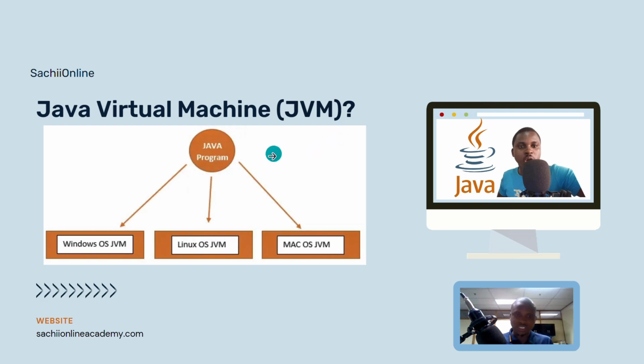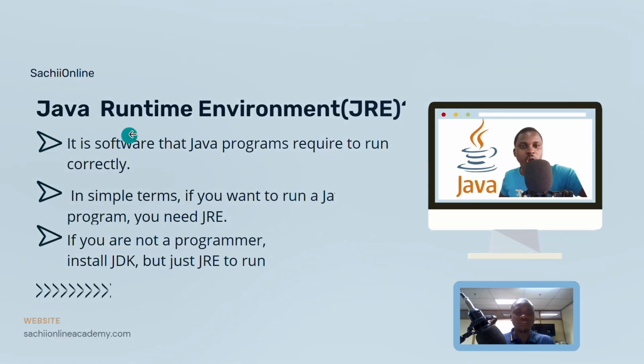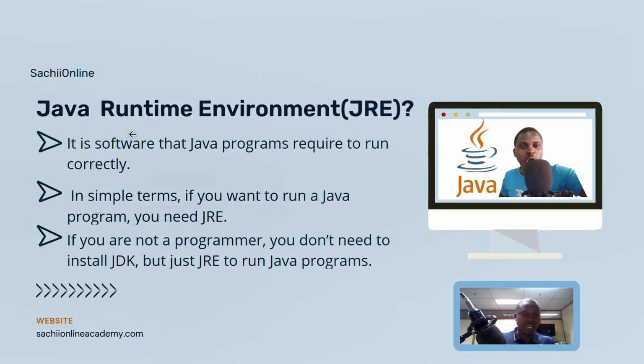You just write once, then the Java virtual machine will take care of everything. So let's move on to the Java runtime environment. We started with the JDK, then the Java virtual machine. Now it is the Java runtime environment. It is software that Java programs require to run correctly.